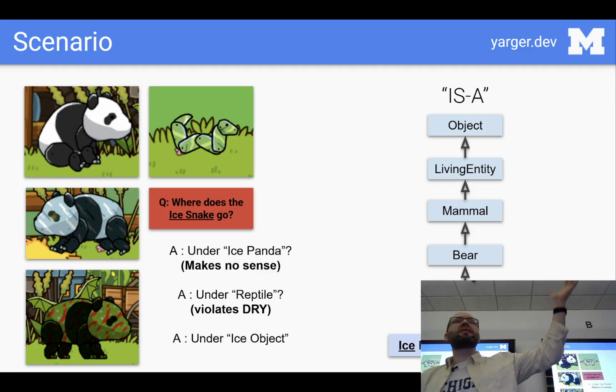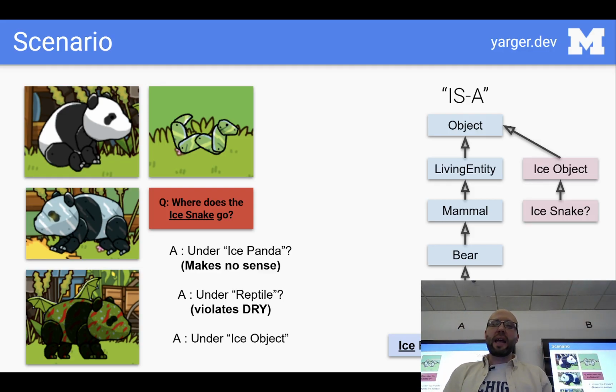What about under ice object? Well, we can have an object here, an ice object, an ice snake, but we run into the same problem. We could move ice panda under ice object to reuse the ice logic. But then we would have panda in two places, and we would violate DRY in that way, okay?